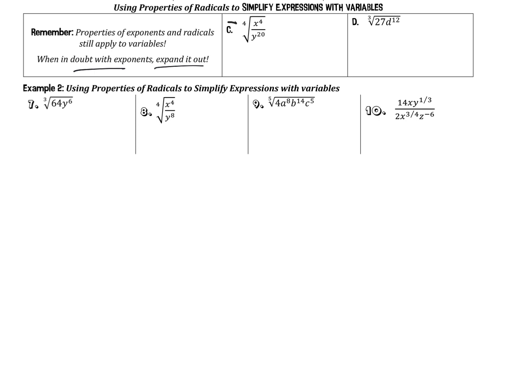If I have a 4th root of x to the 4th over y to the 20th, I'm looking for 4 x's. Well, I'm not going to write out 20 y's, but this is the same thing. 1, 2, 3, 4. as the fourth root of 4 x's, which is just going to give us x.